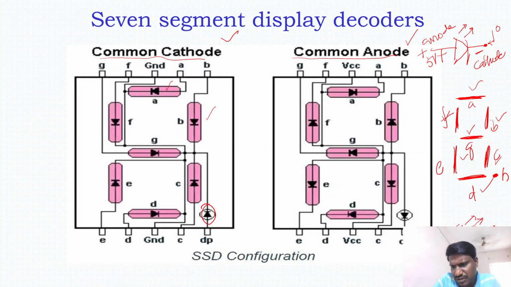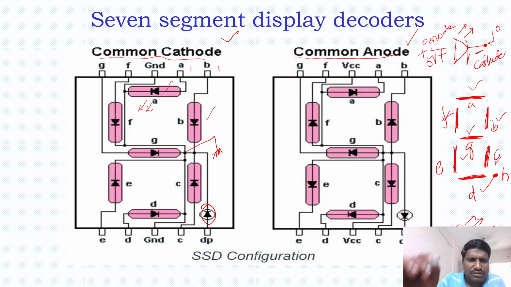That means logic 1. So I take A, B, C, D, E, F, G, and all cathodes I connect to ground. I take this point and connect it to ground. Internally that is not being shown. For everything to be on, if I give 1 to A, it will emit light. If I connect 1 to B, it will emit light. I connect C to 1, logic 1, it will emit light. So here this is ground, connected to ground, which is exactly what I have shown here.